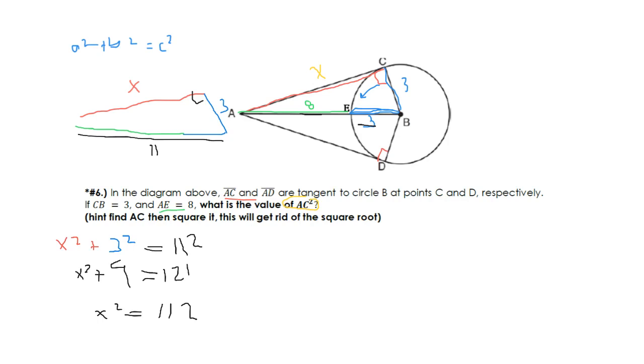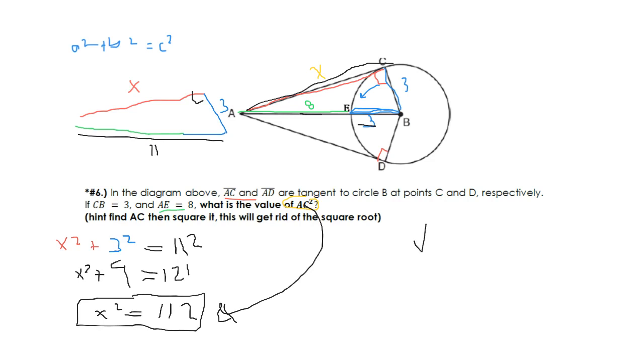Now, normally, if we wanted to solve for x, we would take the square root of both sides. But we want to know, what is AC squared? What is AC? AC is the side I called x. So what is x squared? Well, x squared is 112. We can stop there. Why you don't have to do the square root of 112 and break it down?